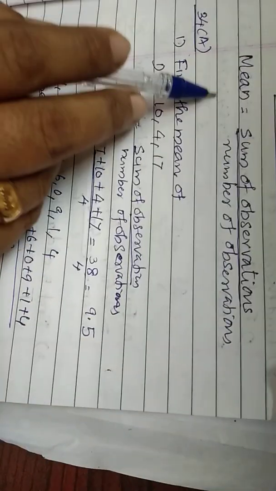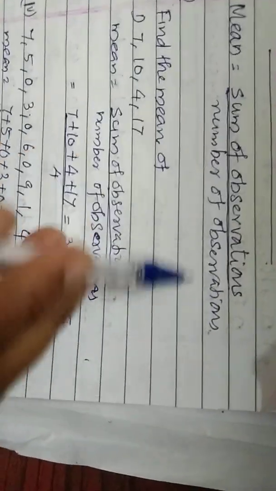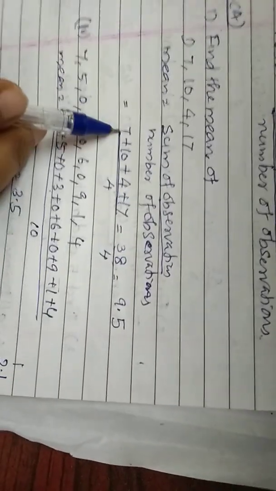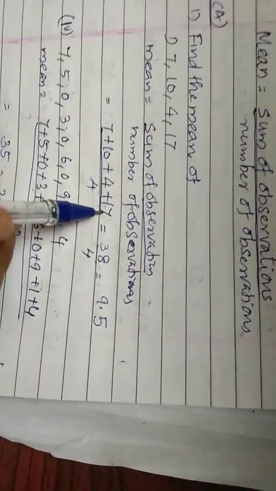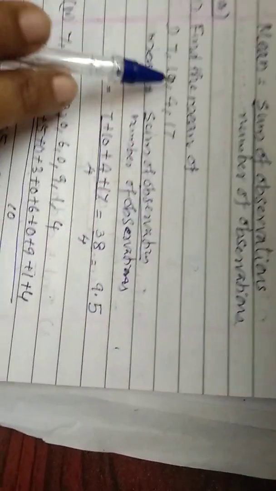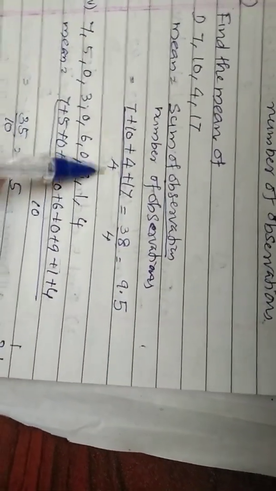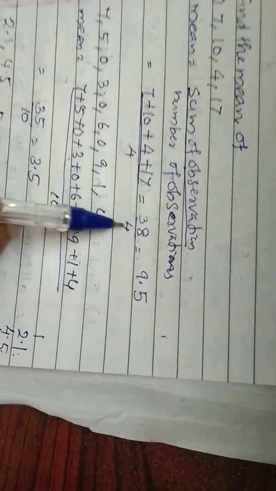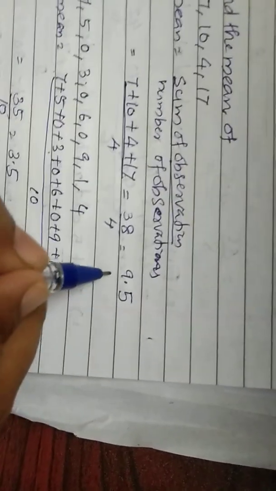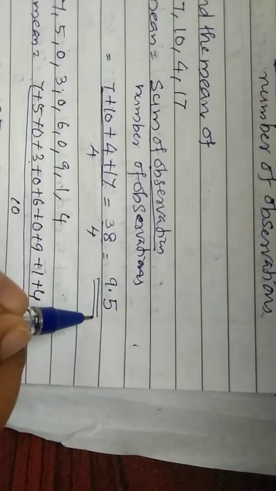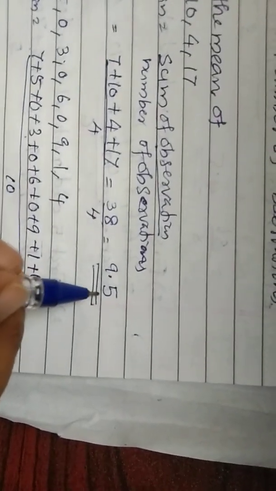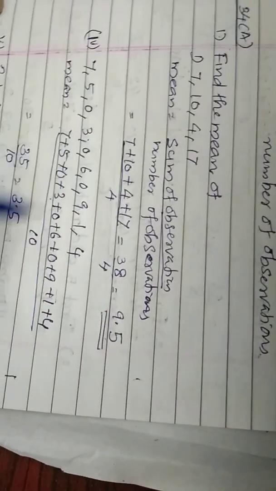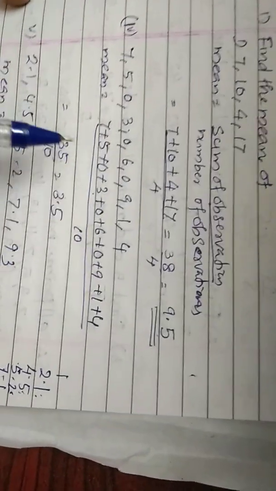Look here, mean equals sum of observations divided by number of observations. Find the mean of 7, 10, 4, 17. How will you add? 7 plus 10 plus 4 plus 17, divided by the number of observations, 1, 2, 3, 4. 4 is the number of observations. When we add these numbers, we get 38 as the sum. 38 divided by 4, you get 9.5 as the average or mean. So 9.5 is in between the smallest number 7 and the largest 17, almost in the middle of the given observations.